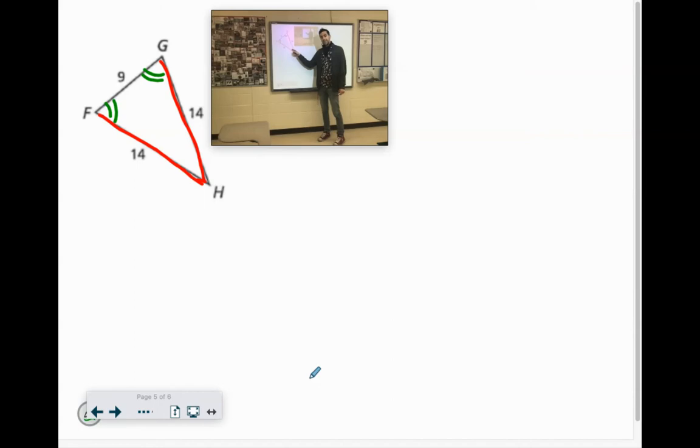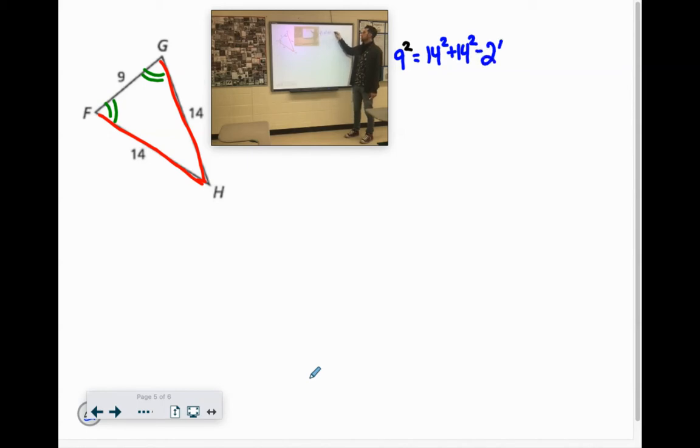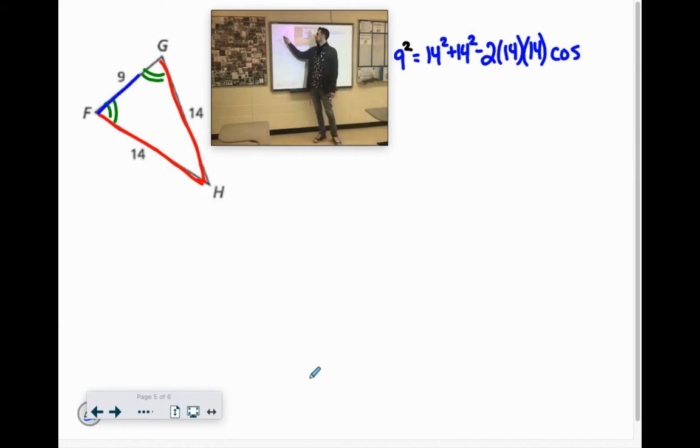Or if we find angle H, we can subtract it from 180 and then just divide it by 2 because those are both the same angle. Doesn't matter either way. Let's go with finding angle H. So we would start with the side that corresponds with angle H, which is 9 all by itself. 9 squared equals 14 squared plus 14 squared minus 2 times 14 times 14 times the cosine of the angle that matches up with 9. And the angle that matches up is angle H.